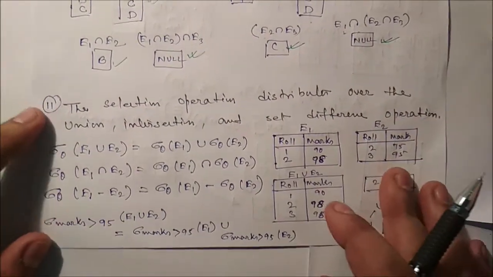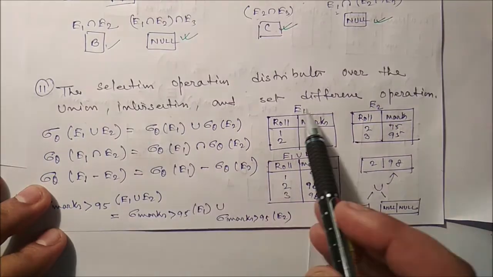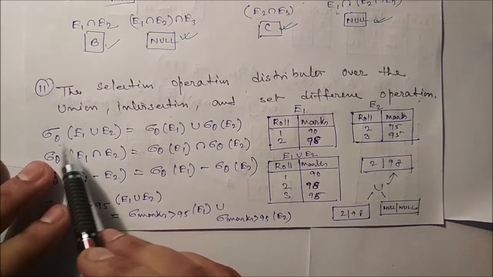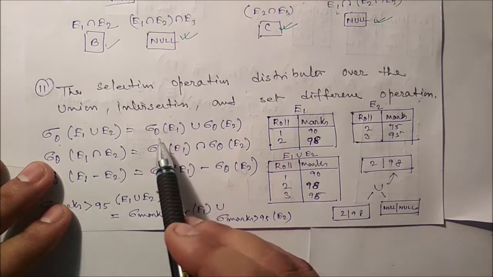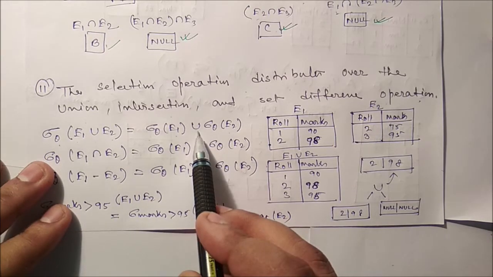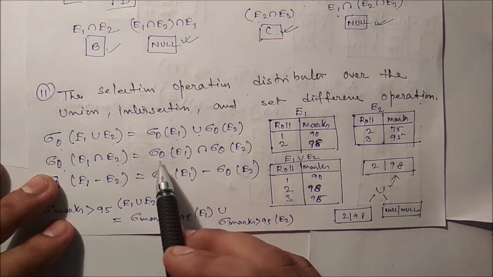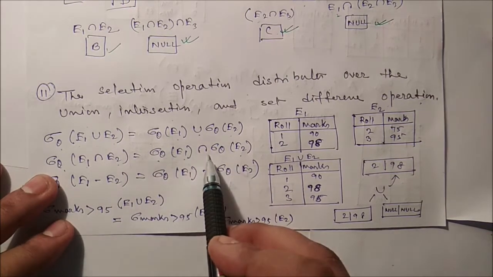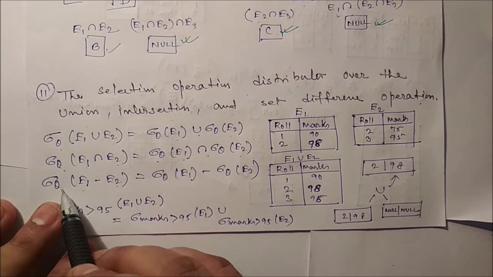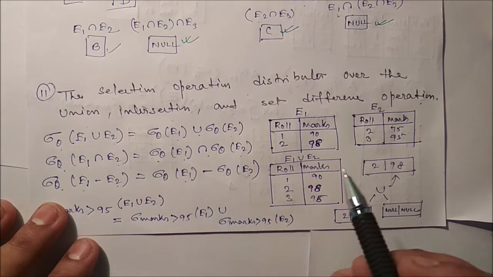Next we can see the selection operation distributes over the union, intersection and set difference operations, and they are equivalent. So selection condition on E1 union E2 is nothing but first apply selection condition on E1 and E2, then apply union. Or first apply intersection, then selection condition. In this case, first apply selection condition on E1 and E2, then apply intersection. Or first apply the difference, then apply selection condition, or apply selection condition on E1 and E2. After that, you have to apply difference.